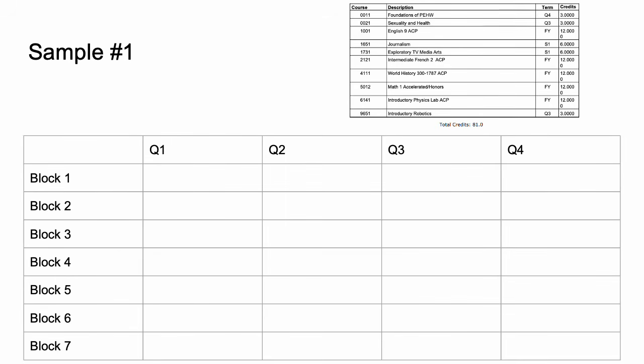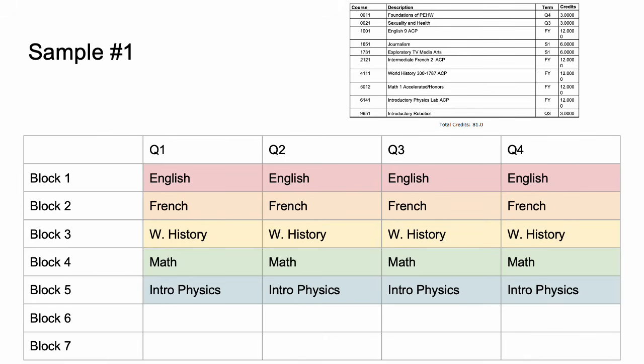I'm going to review a couple samples with how you can fill in the template to help you match up your courses to see what you have in terms of filling up your schedule. Here is a student schedule. First, we're going to fill in all of the full year courses. Those are the courses that say FY for full year, and they're listed generally as 12 credits.